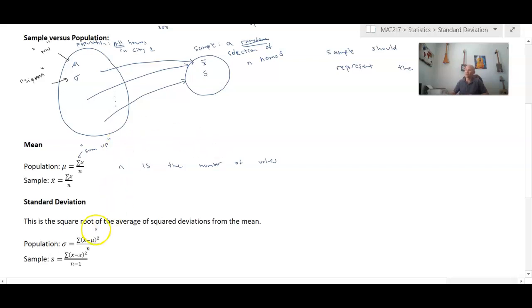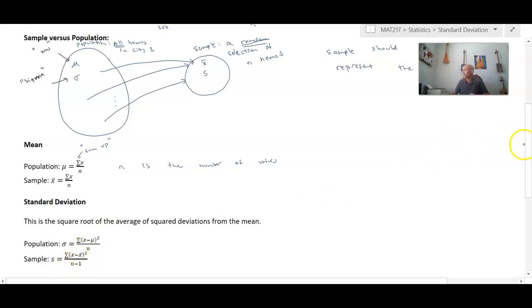Now there is a little bit of a difference in the computation. Notice that we're going to add up some stuff, and what we're going to add up is the square of the difference between each value and the mean. Same thing here, x minus x bar and x minus mu, same idea: it's just the value minus the mean. Square them, add them all up. The only difference is that in a population, we divide by the number of values. For a sample standard deviation, we divide by the number of values minus 1.